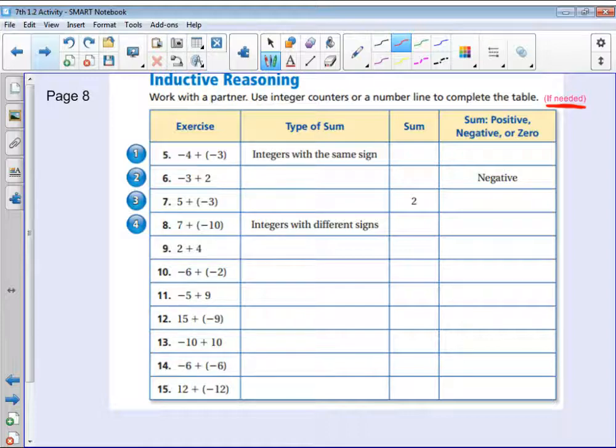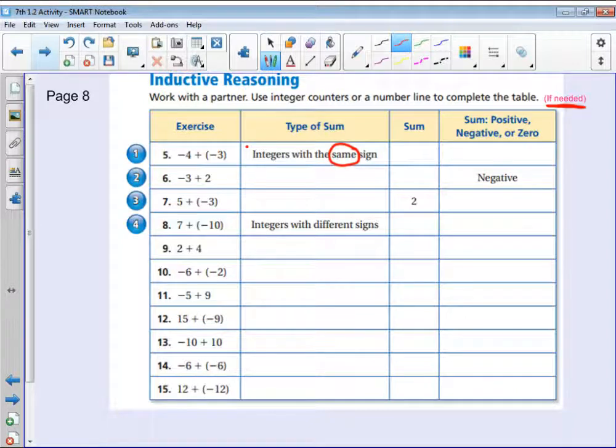So for our exercise, first of all, it says -4 plus -3. They want to know the type of sum. So here, the book is kind of giving us an idea of what they want. It says integers with the same sign. So if you would just rather write the word same in this box, I would be okay with that instead of writing the entire thing.